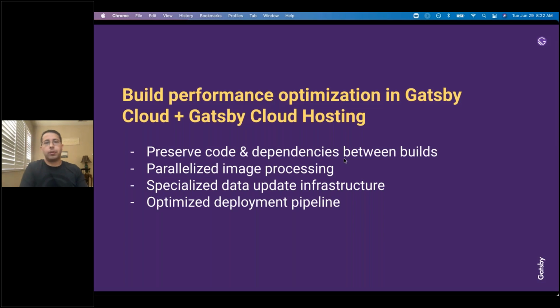We're also constantly making build performance optimizations in Gatsby Cloud and Gatsby Cloud Hosting. Some things we do: preserving code and dependencies between builds, parallelizing image processing, having a specialized data update infrastructure, as well as optimizing the deployment pipeline. If you use Gatsby Cloud together with Gatsby Cloud Hosting, we see a lot of folks, when they're moving to Gatsby Cloud Hosting, actually decrease their deployment time significantly.